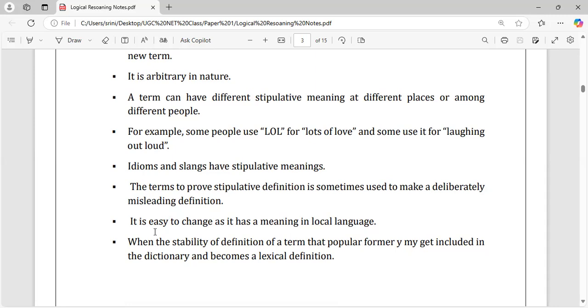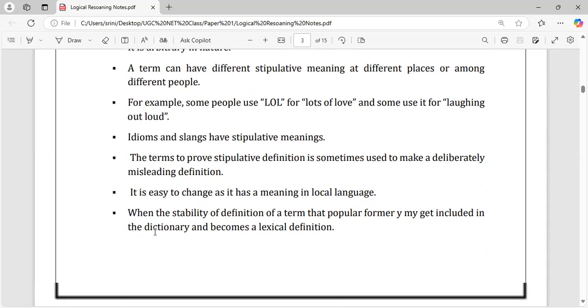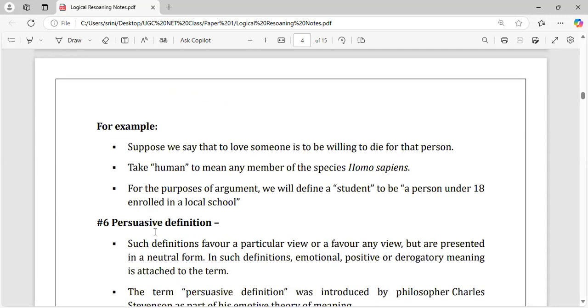When the definition of a term becomes stable, that particular term may get included in the dictionary and becomes a lexical definition. For example, suppose we say that to love someone is to be willing to die for that person. So we love someone, we say that I would die for you, meaning that it is actually love. Take human to mean any member of the species Homo sapiens.